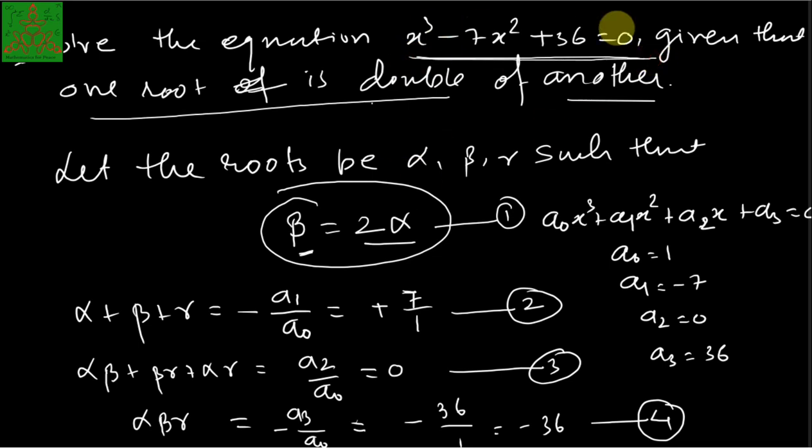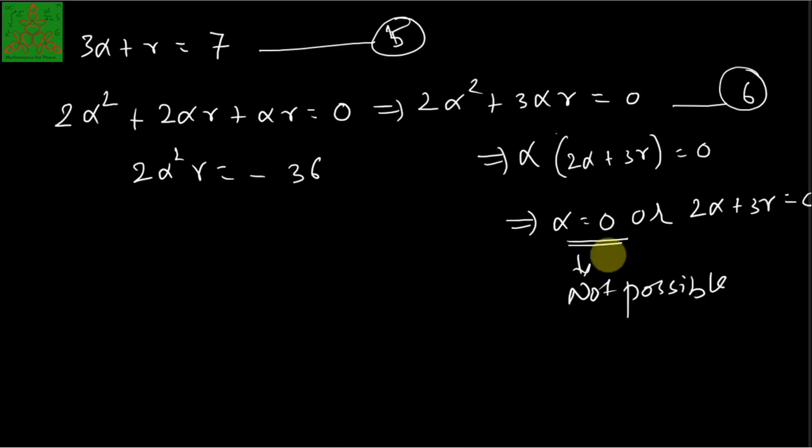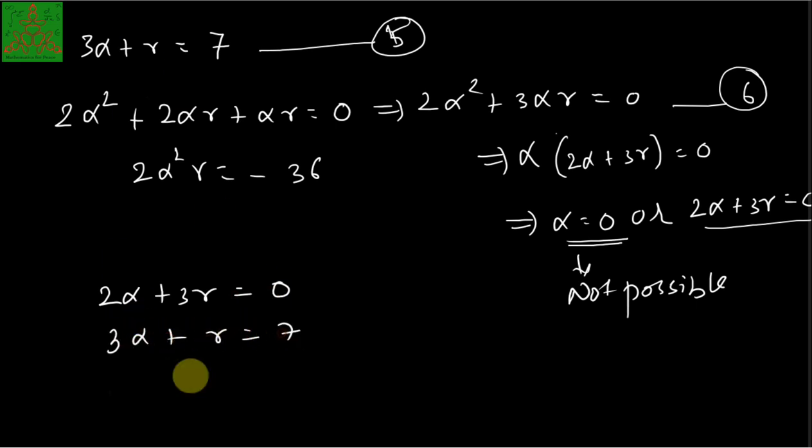Alpha is the root of this equation, so alpha equal to 0 is not a possible value. So the possible values are these. So now we have two equations: 2 alpha plus 3 gamma equal to 0, and another equation, 3 alpha plus gamma equal to 7.